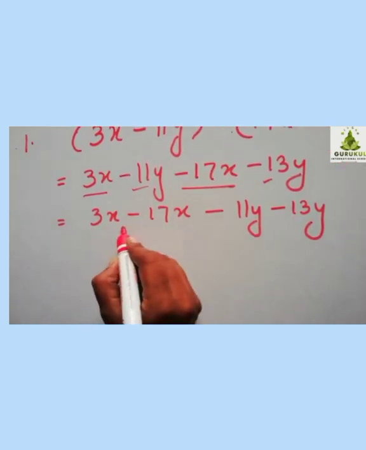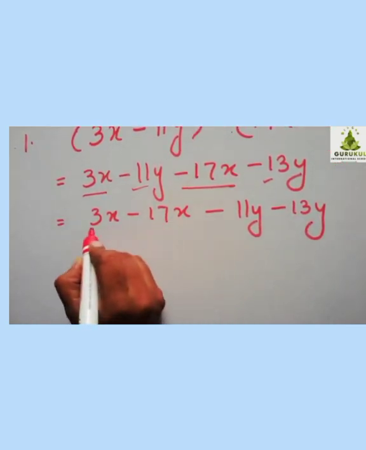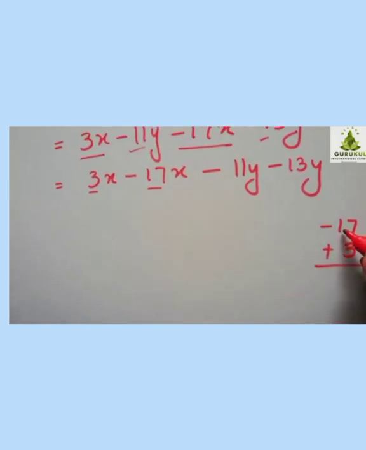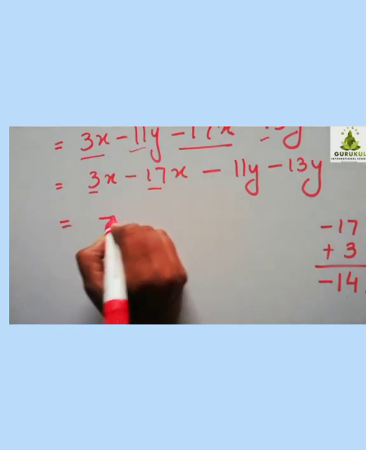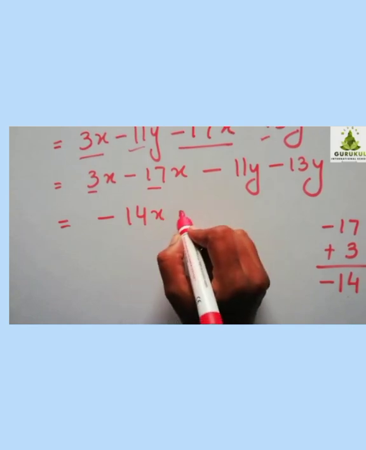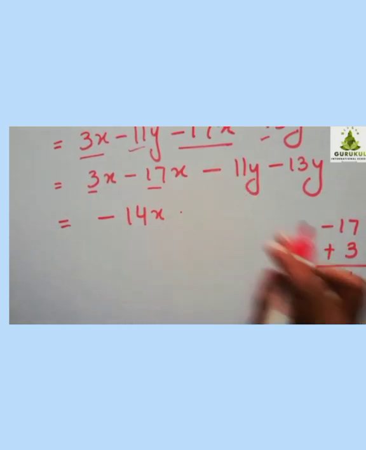Now see this 3x minus 17x. See the coefficients here, 3 and minus 17. So minus 17 and 3. 3 means plus 3. Different sign, what to do? Subtract. Now 17 minus 3. So 7 minus 3 is 4, 1 down. Now difference and subtracted, put the sign of the greater number. What is the greater number? 17. So put the sign of greater number. So you get minus 14, and what is the variable here? X. Is that clear?